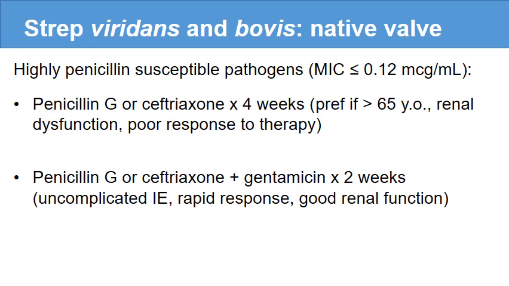Now there is a caveat here, and that is that if you use penicillin G or ceftriaxone in combination with gentamicin, the treatment course can be shortened to 2 weeks, but the patients have to be healthy enough to qualify for this type of therapy. There shouldn't be any complications with their infective endocarditis, meaning that it should be something like native valve endocarditis without complicating factors. If they're responding rapidly to the treatment and they have proper renal function, that may support this type of aggressive 2-week treatment modality.